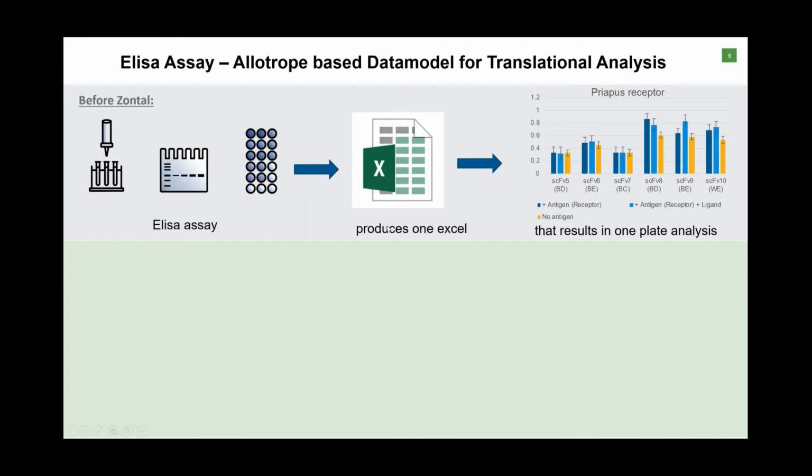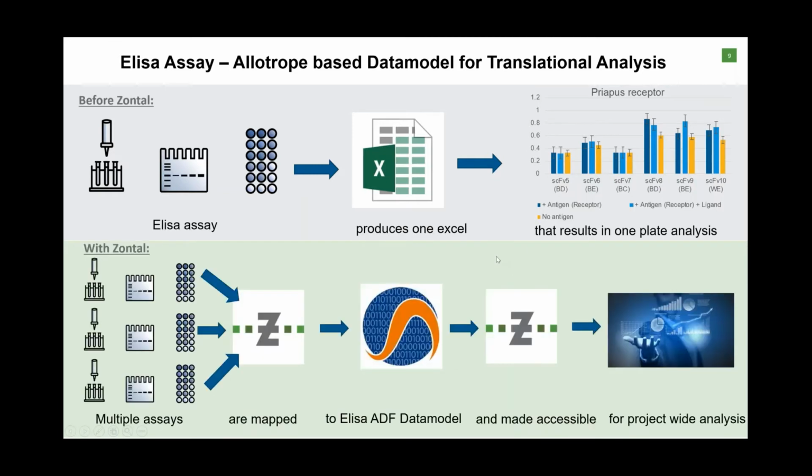But given that you have this data in Excel, in the past you were able to run an analysis on that individual sheet, and then you could make some plots that help you to inform how good the data was. What we did in this proof of concept is we said, hey, let's take these well informations, so these absorbance values and the corresponding metadata about the experiment, and map them with ZONTAL to an ELISA ADF data model. This data model took about 2 hours to create with the subject matter experts together. So it was a rather rapid process.